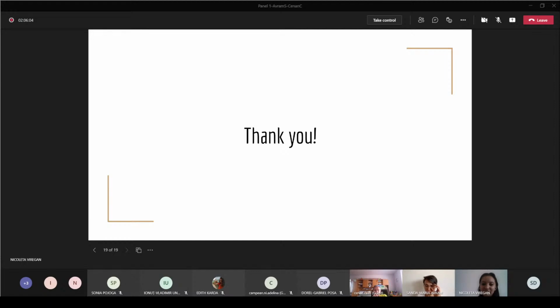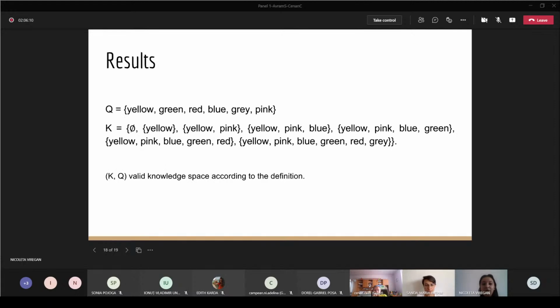So your conclusions and your findings? We managed to have a knowledge space, and having a knowledge space, we can stop the process of assessing the state of a person whenever we want, at the moment when someone doesn't manage to reach a specific level.